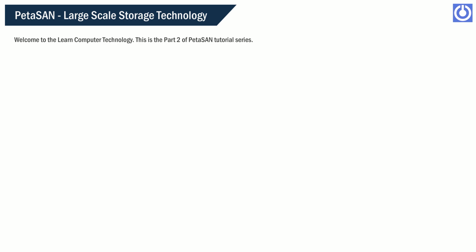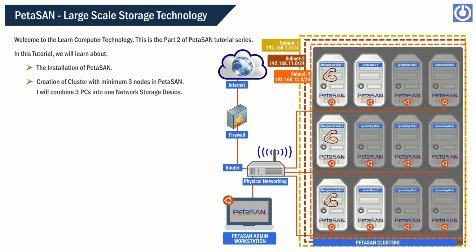This is part 2 of the PetaSAN tutorial series. In this tutorial, we will learn about the installation of PetaSAN and the creation of a cluster with a minimum of 3 nodes in PetaSAN. I will combine 3 PCs into one network storage device, creating a CIFS Share and adding a file to it.